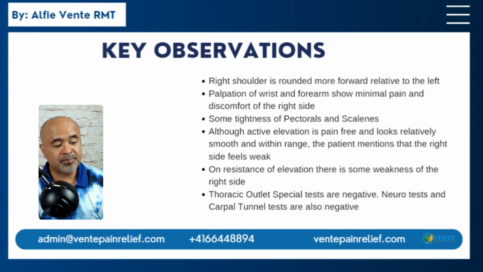Although active elevation is pain-free and looks relatively smooth and within range, the patient mentions that the right side feels weak. On resisted testing of elevation, there's some weakness of the right side. So you notice that when they're lifting their arm, there is some weakness relative to the left side. Just to make sure you've got your bases covered, you also do the thoracic outlet special test, and it shows negative. The neuro test and carpal tunnel tests are also negative. So these are your key observations for this case study.